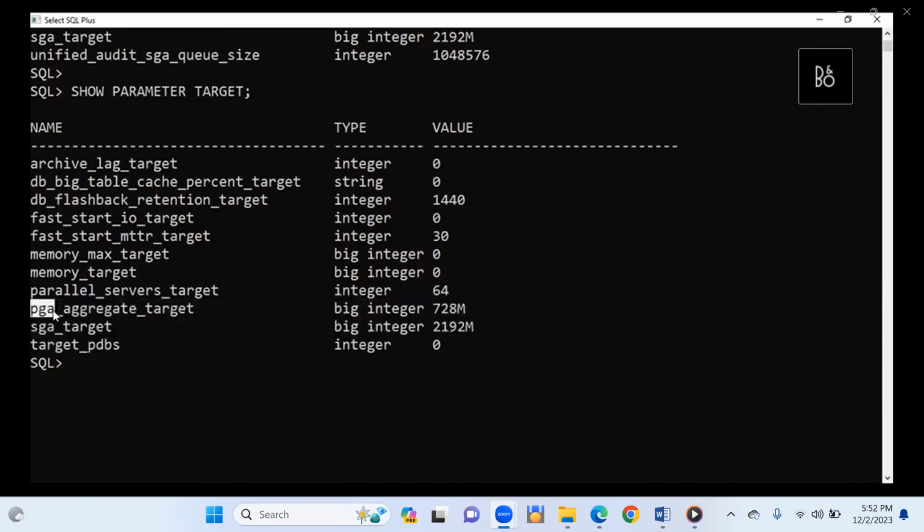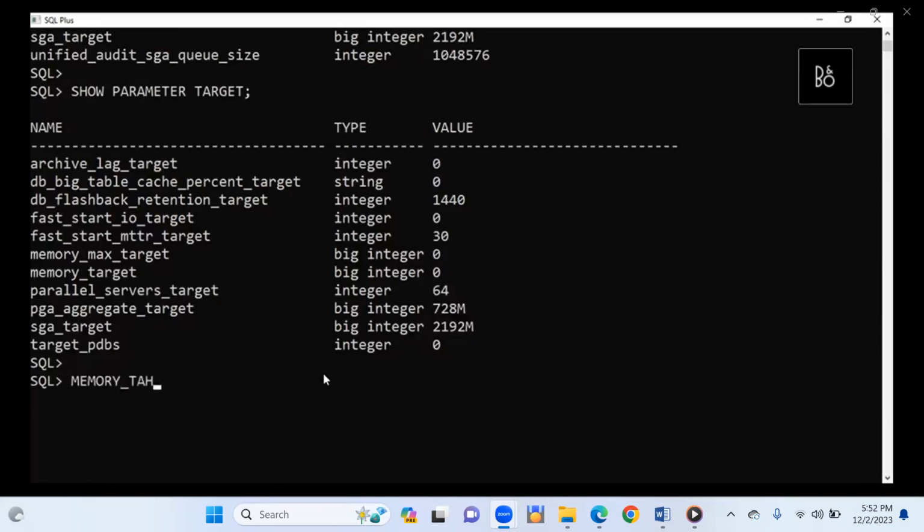Now, this is PGA_AGGREGATE_TARGET. This is always a parameter connected to the PGA memory. So you can see that 728 MB of memory space has been allocated to PGA. SGA_TARGET is a parameter connected to SGA, and you can see that the value assigned is 2192 MB. So before we move on, I want you to see this mathematics.